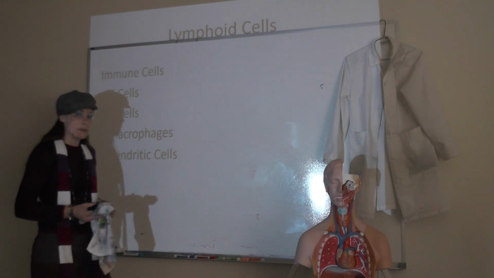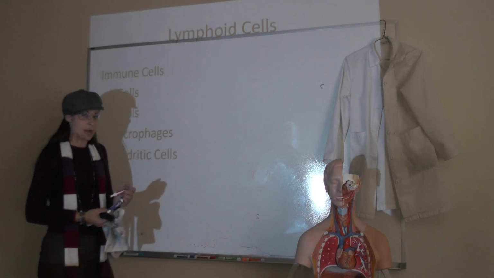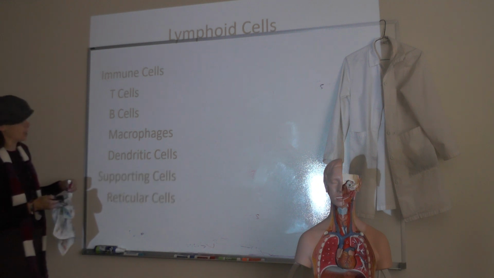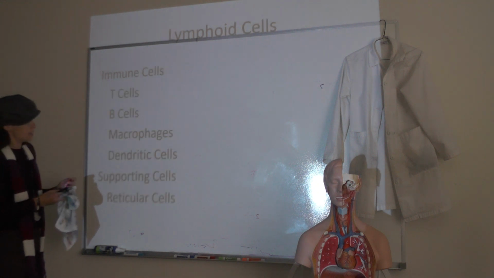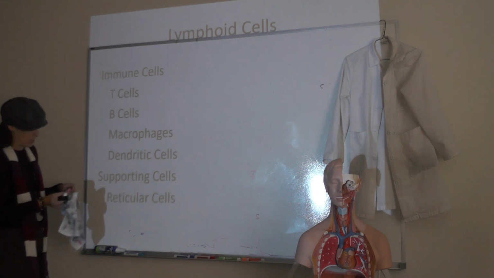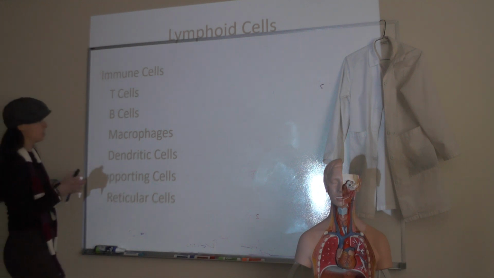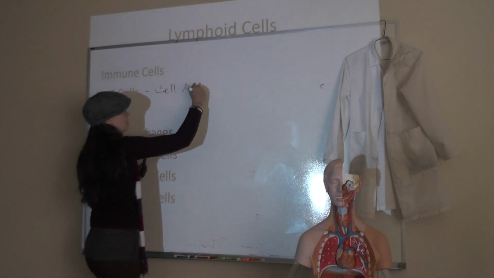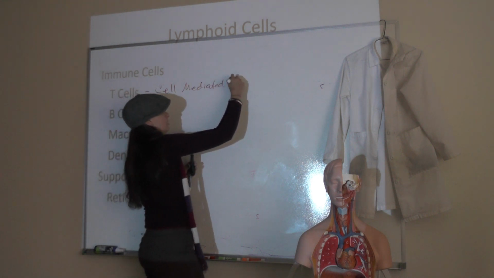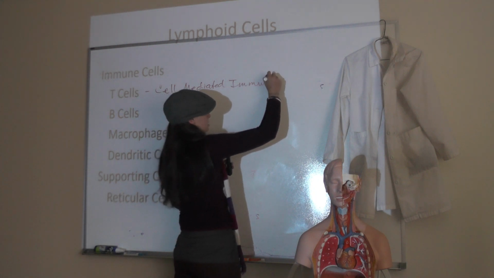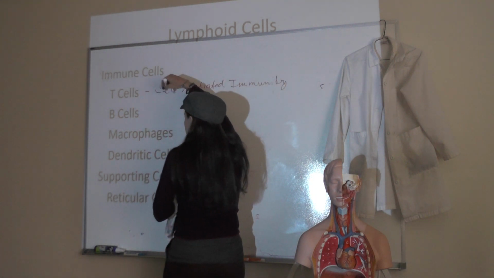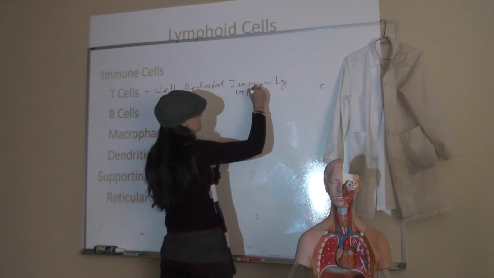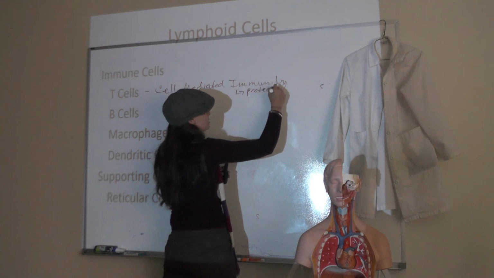We're going to talk about the lymphoid cells a lot more in the next chapter with the immune system, but right now let's just have a brief introduction. Our cells that are involved in immunity in some way are our T cells and our B cells. Our T cells are involved in what's called cell-mediated immunity, because the T cells are doing the stuff that gives us the immunity, and this protects against intracellular pathogens.